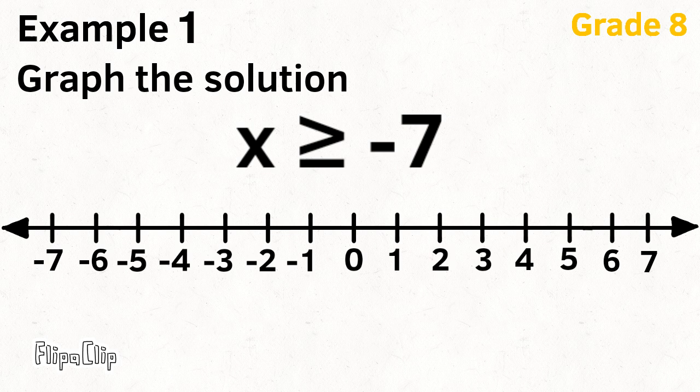The last step is to graph the solution on a number line. So first, we have to put a dot where the constant is. And since the greater than or equal to symbol is a non-strict inequality, we have to use a closed dot. Next, we have to plot the line. Since we are using the greater than or equal to symbol, the line must point to the right. And that's how you solve and graph a linear inequality in one variable.